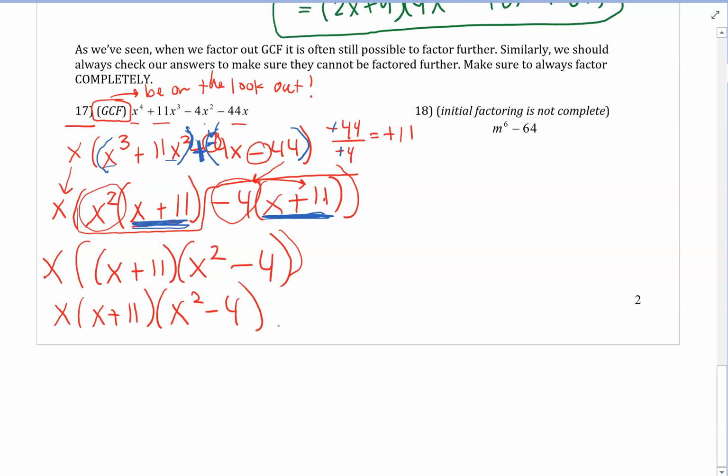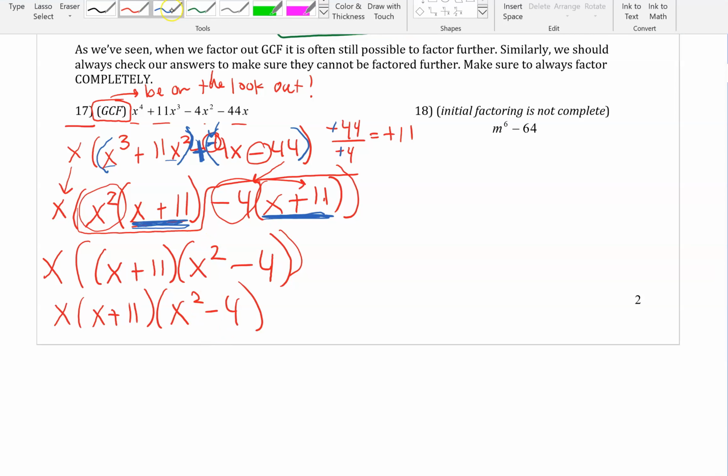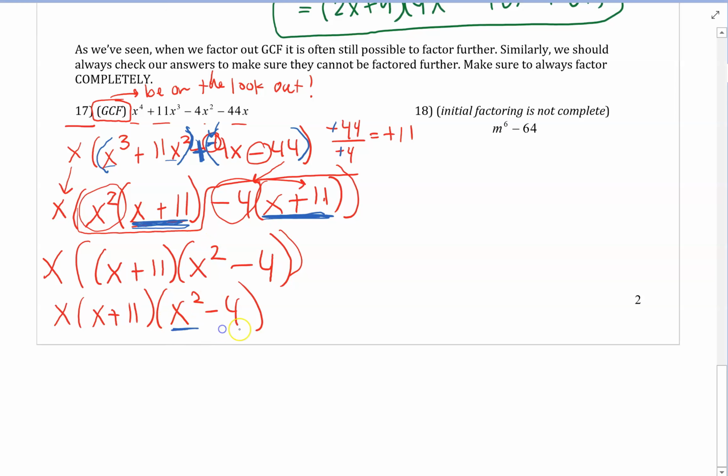That was a lot of work. A lot of work. But I'm not done yet. Because that sneaky little difference of squares, look at this. They're so small they look like they're done. This is a difference of squares. I have x squared and 2 squared. And they're being subtracted. That's a difference of squares. That will factor into x plus 2 and x minus 2.